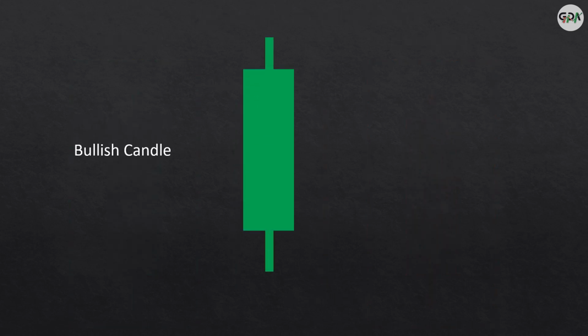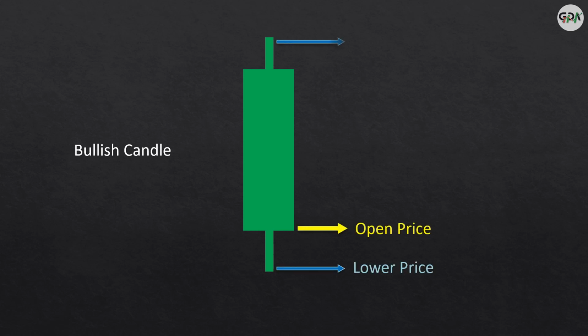A bullish candle appears in green color, consisting of the open price, lower price, higher price, and closing price, as shown in the picture. In a bullish candle, the closing price is always higher than the open price. The upper wick shows the higher price and the lower wick shows the lower price.